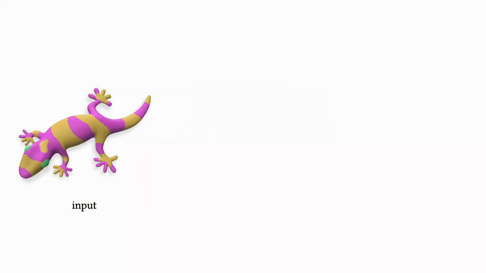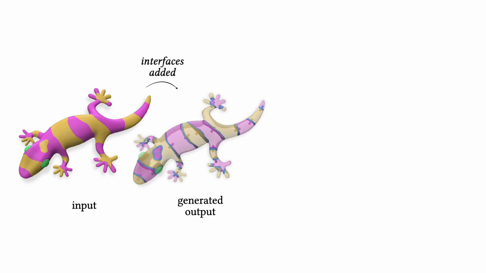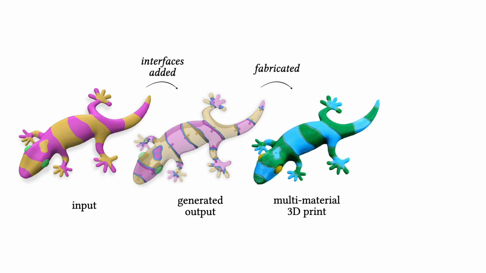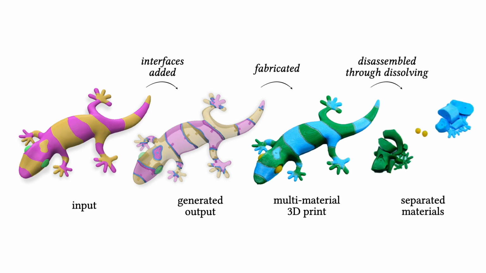In this work, we present a computational fabrication technique that enables recycling of multi-material 3D printed objects. Our approach generates dissolvable interfaces between different materials in an object without affecting the object's intended use. When the interfaces are dissolved, the object is disassembled into its individual materials and can be easily recycled.